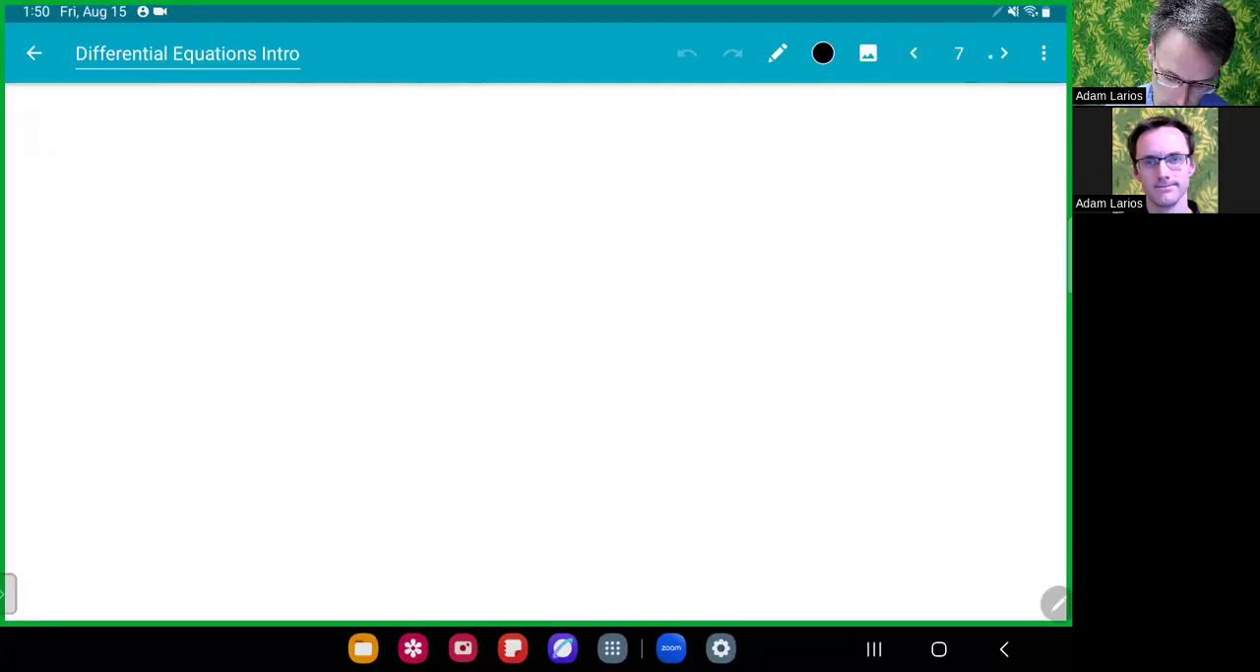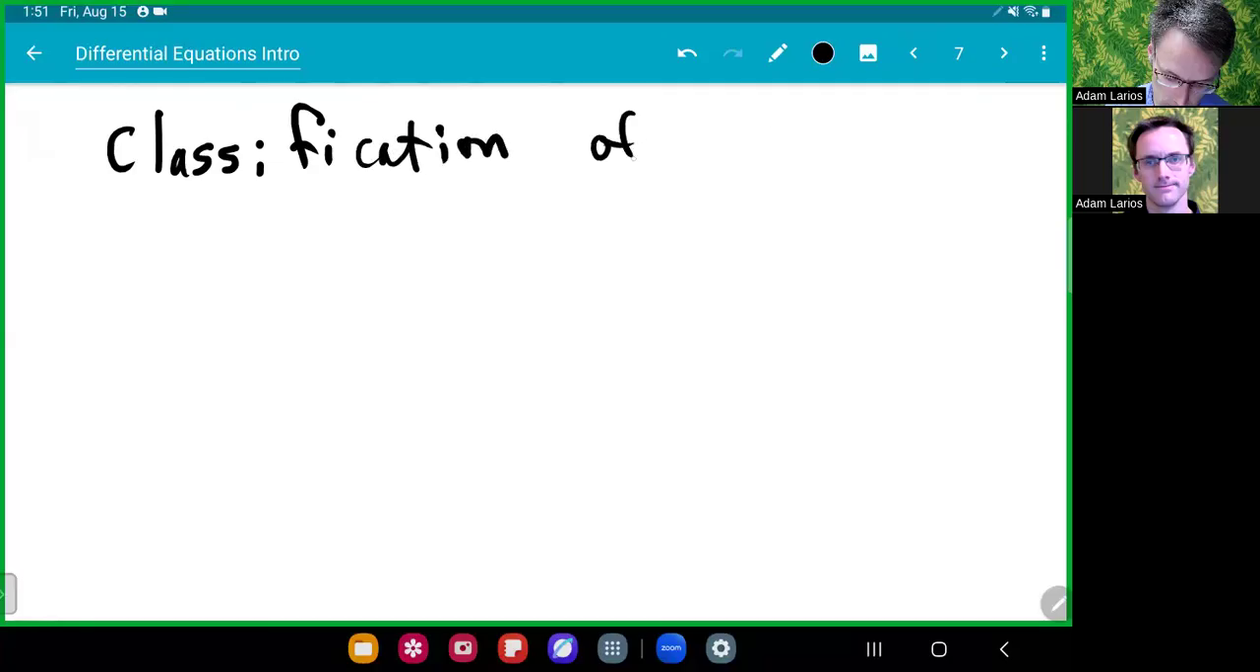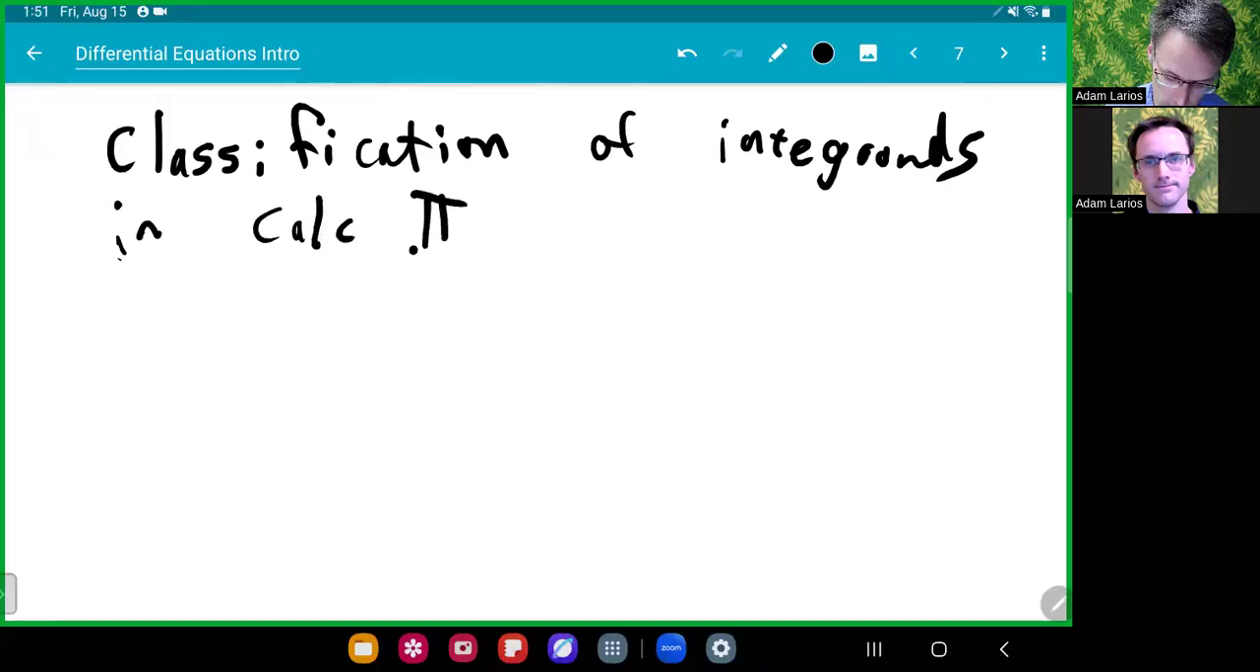Next, we want to classify some differential equations. So let's talk a little bit about classification in general. Classification of, let's talk about integrands in, say, Calc 2. So in Calculus 2, you become kind of a master at seeing these different integrals and trying to use different techniques on them. So let's see some examples.